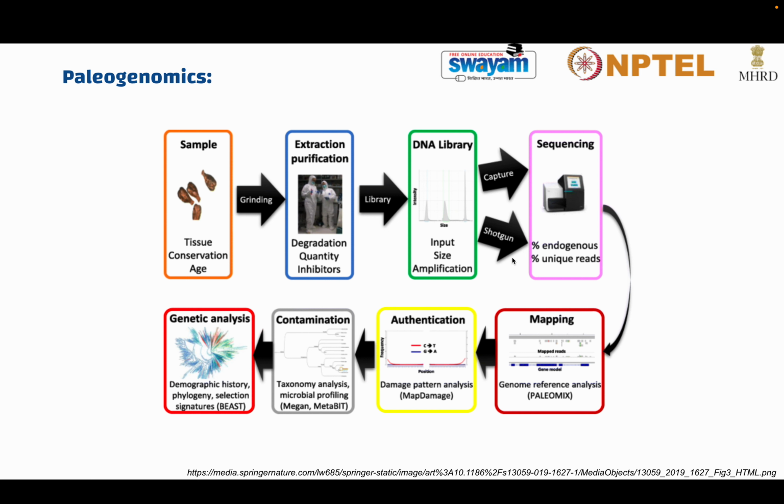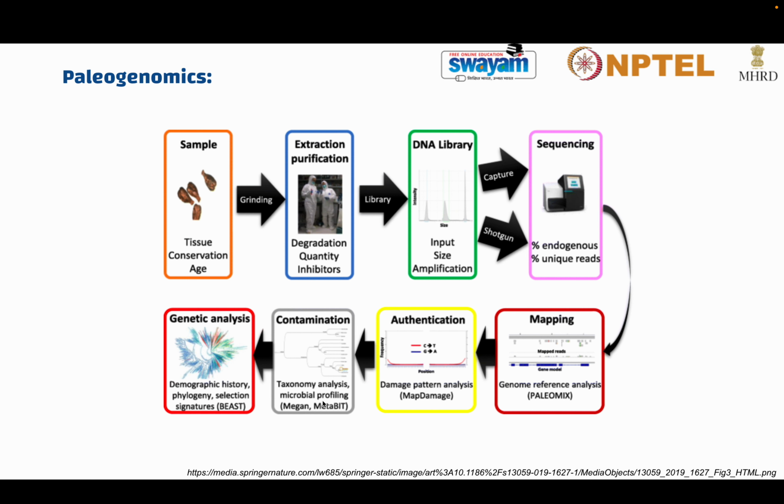It could be next generation sequencing. Any method you can use of next generation sequencing, based on the read size and depending on your results which you want to produce. Then mapping is done with the genome. So there is genome reference analysis which is being performed. Then you authenticate that, you observe the damage patterns, and you look for the contaminations.